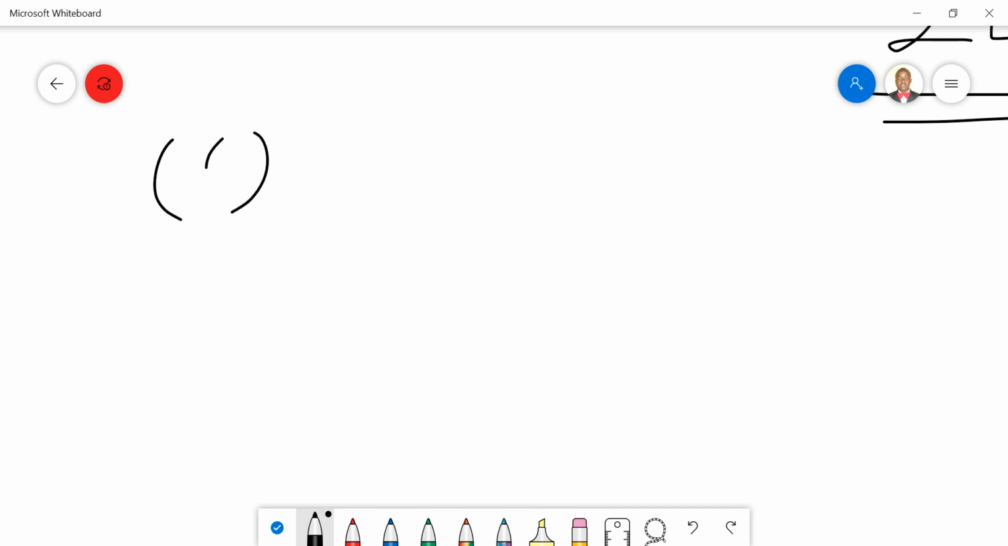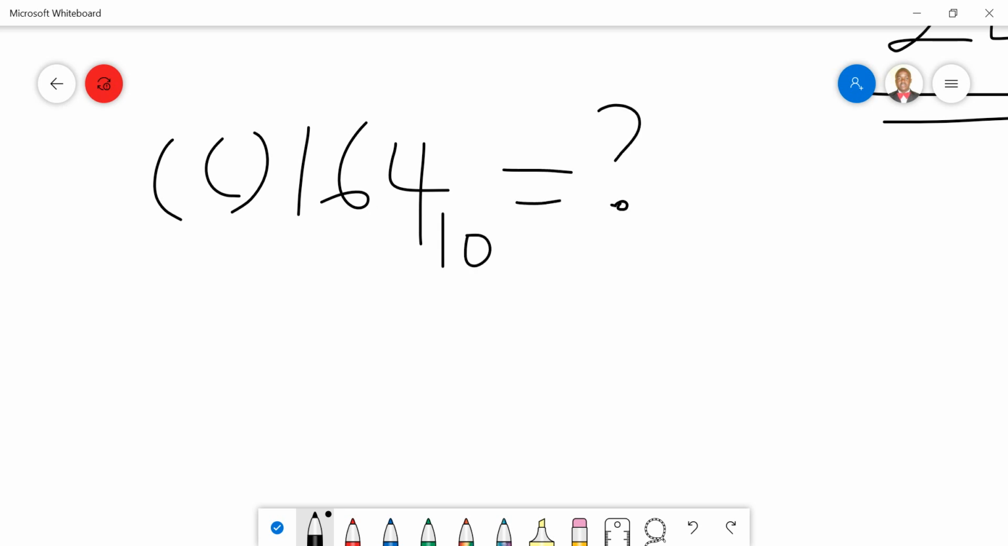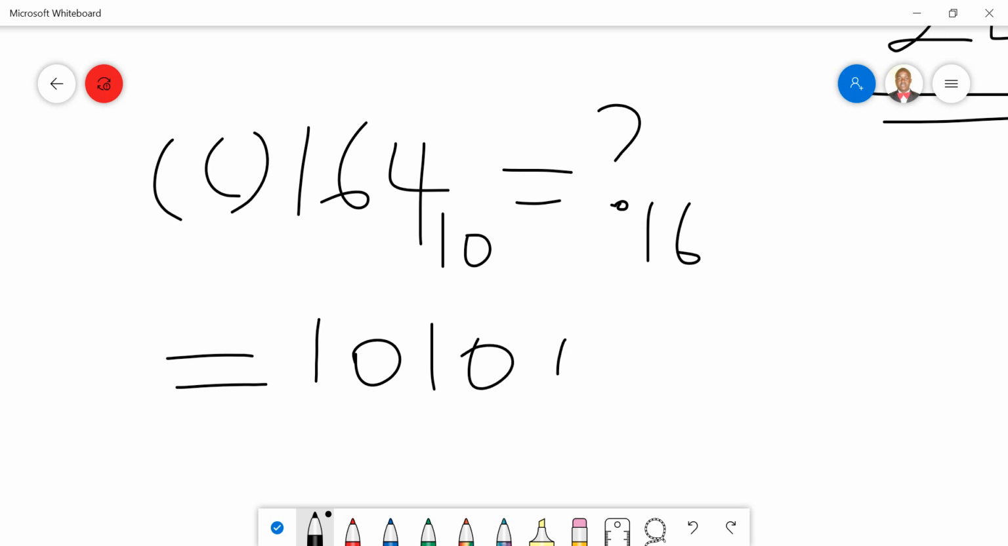It's number C, you know? Number C, we have 164 base 10, and we say what is the hexadecimal number for this? From the previous answer that we have given, I know that 164 base 10 is equal to 10100100 base 2. You remember that?